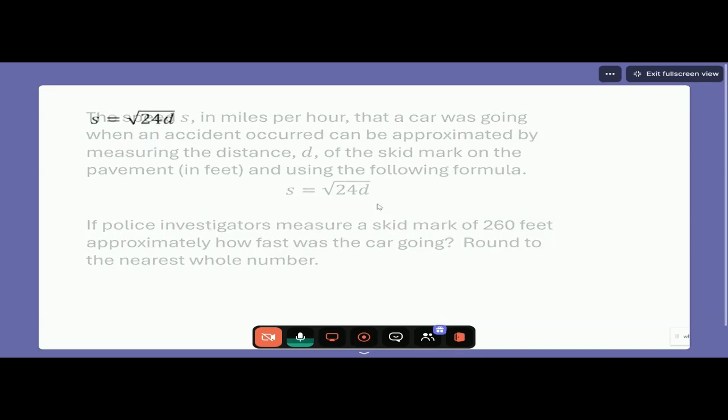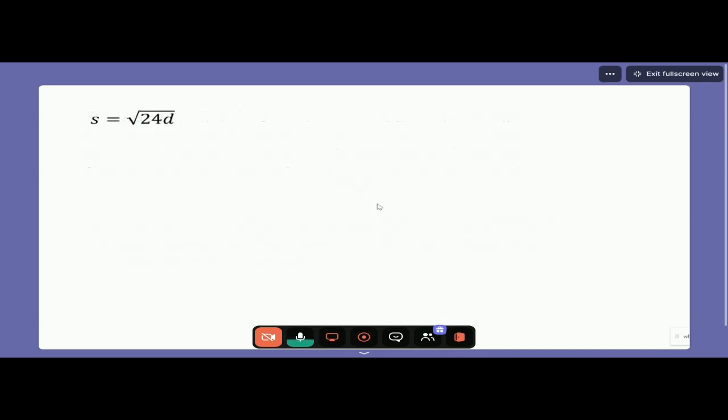Okay, so here is the equation we have been given to use. And in this particular case, we have been told that the distance of that skid mark is 260 feet. So once again, we are going to want to take the d in the formula and replace it with 260 because we know that's what d actually is. And again, when we do that replacement, we want to use a bracket. Whenever we're subbing in for a variable, the d is going to be replaced by a bracket. What goes in the bracket? The value of d, 260.